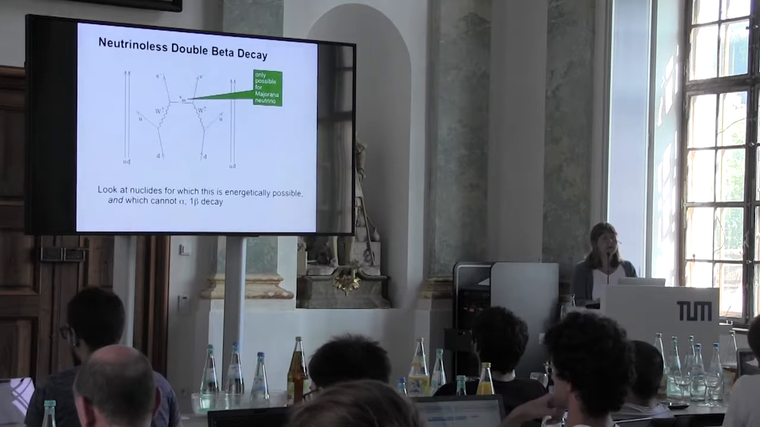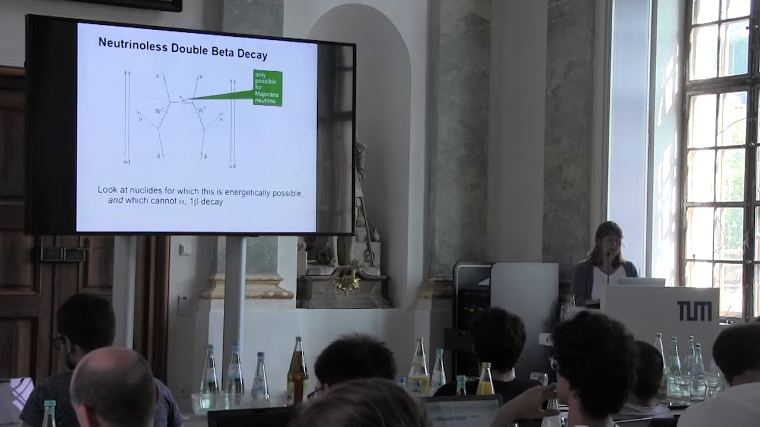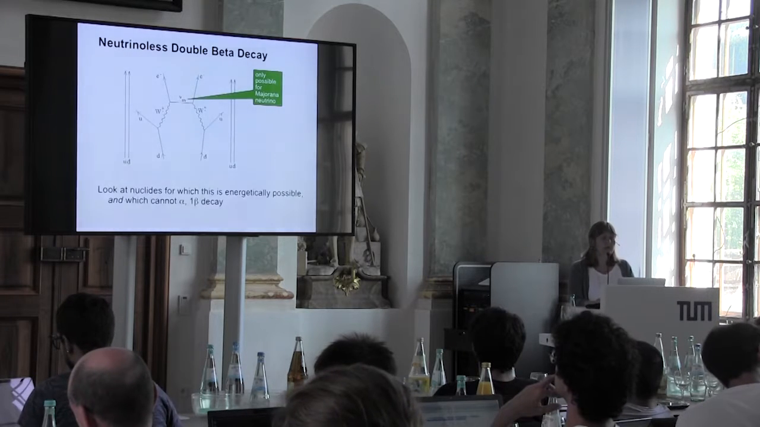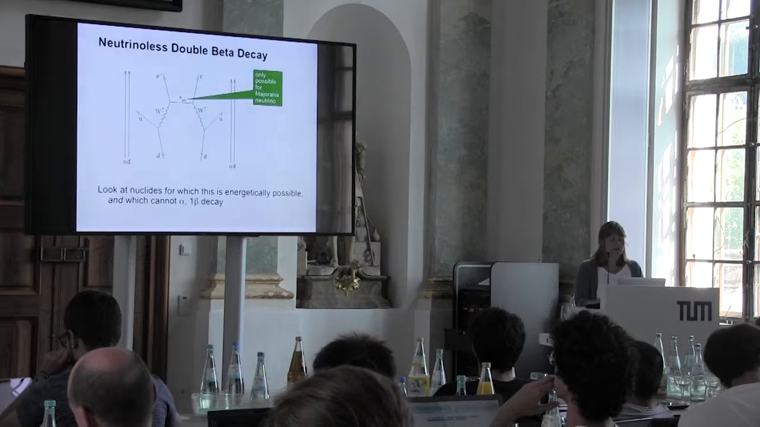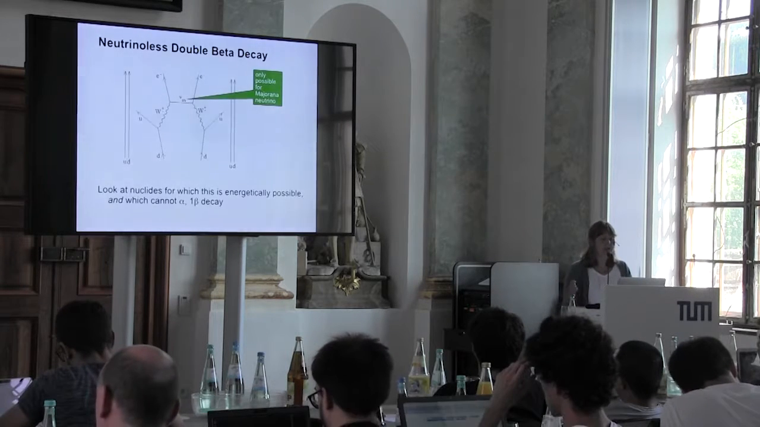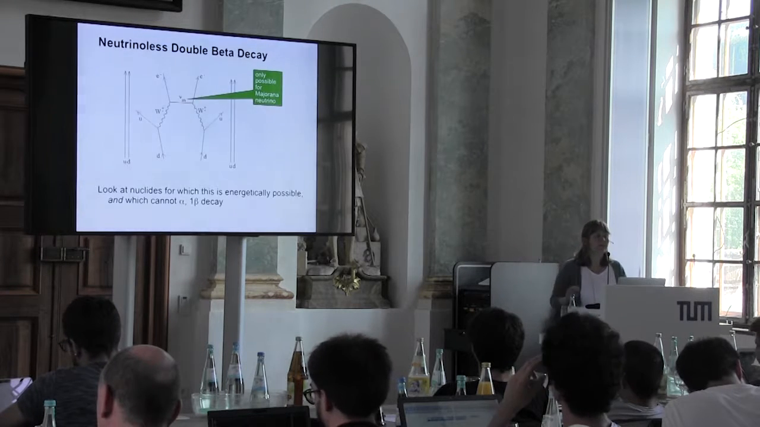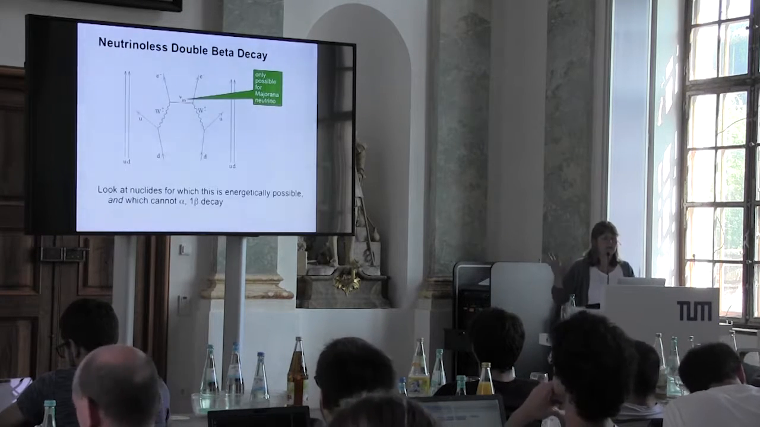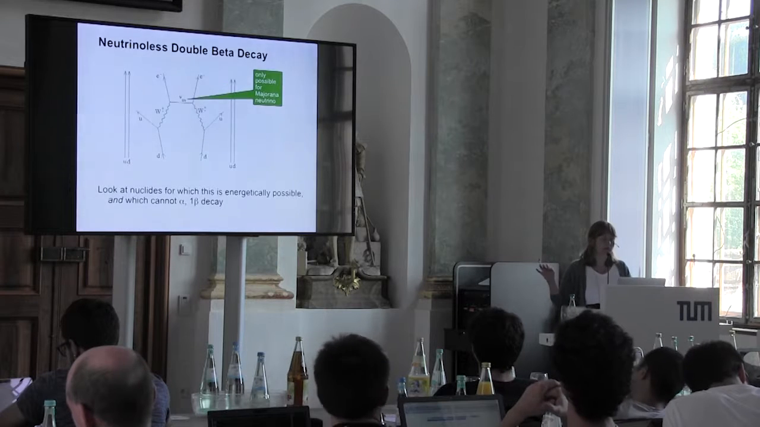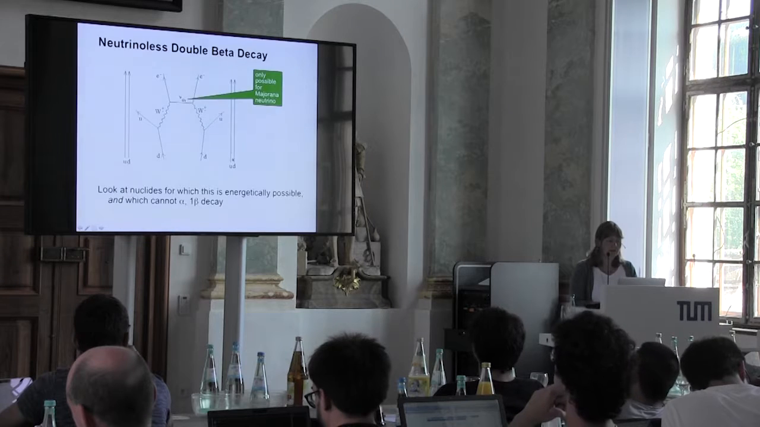And really, the only plausible experimental way of getting after this question is neutrinoless double beta decay, which is a very rare process that can only happen, modulo crazy theoretical things, if neutrinos are Majorana particles. And this is what the decay looks like.